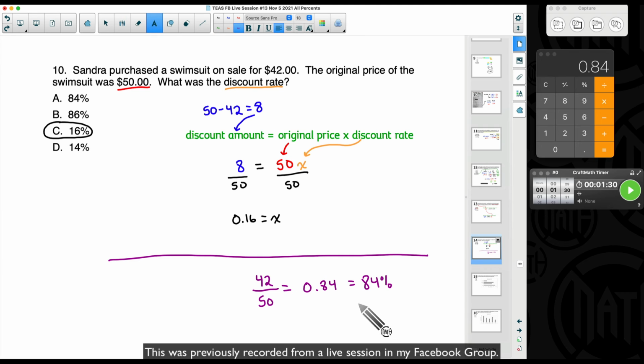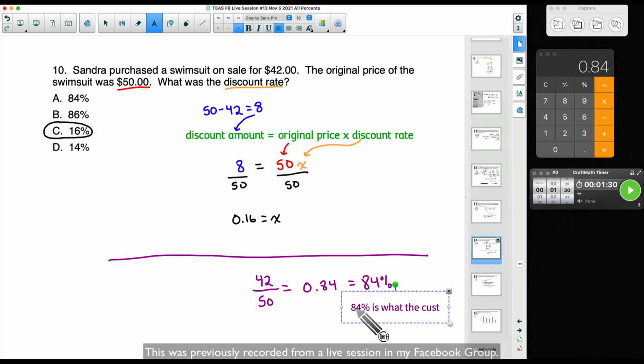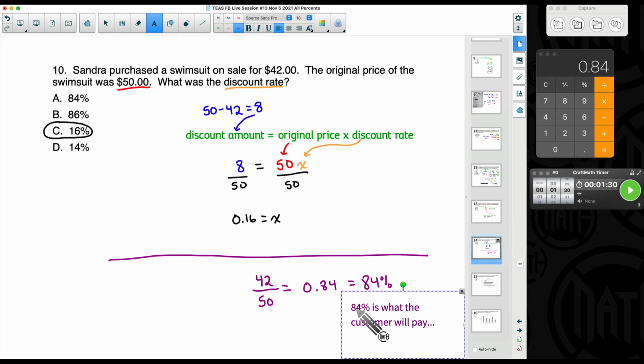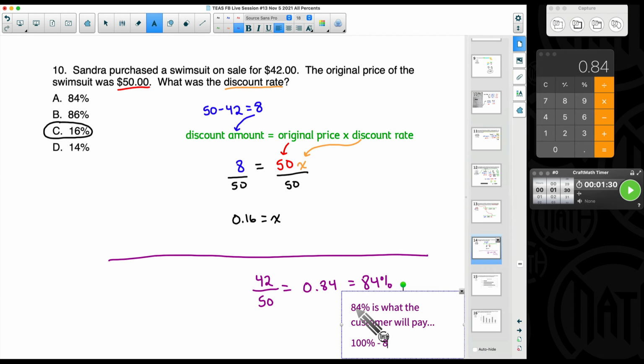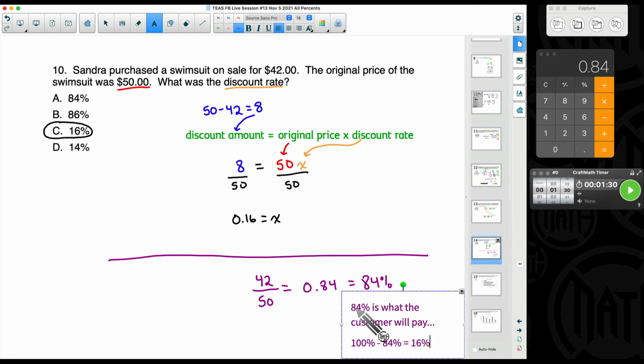So I'm showing you some alternative approaches here. 84% is what the customer will pay. Now, discount rate, you take 100%, subtract the 84%, and you can still get the discount rate this way as well. So there are so many ways you can do these problems. I'm trying to show y'all speed. I don't want people to run out of time.